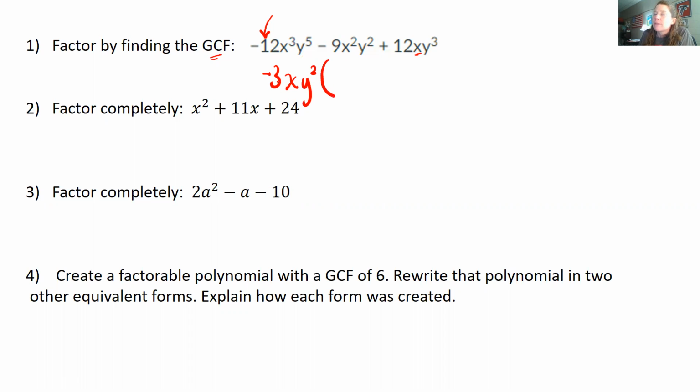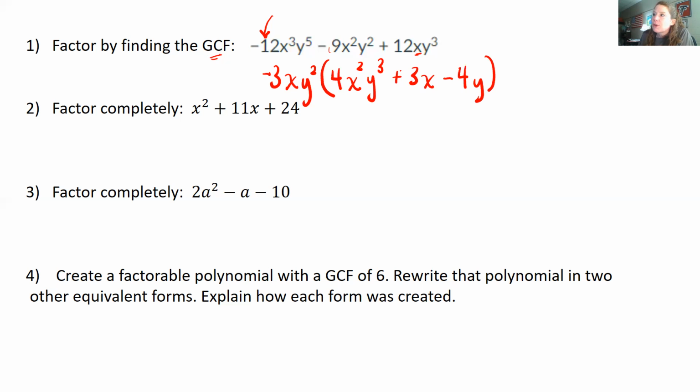So -12 divided by -3 is +4. There's 3 x's, I'm bringing out 1, there's 2 left. There's 5 x's, I'm bringing out 2, so there's 3 left. All right, then -9 divided by -3 is +3. X squared divided by x is x, and y squared divided by y squared is 1. And then finally, 12 divided by -3 is -4. So x divided by x is 1, and I had 3 y's. I brought out 2 y's, and I have 1 y left.